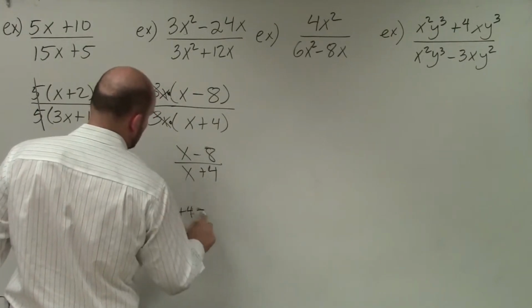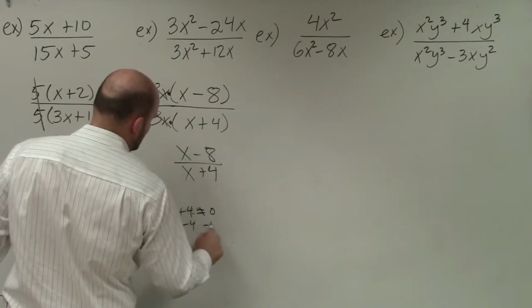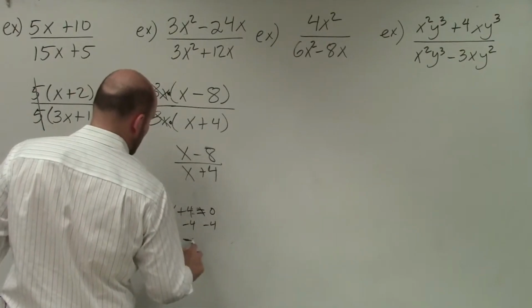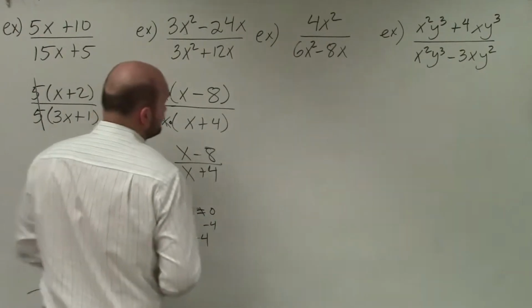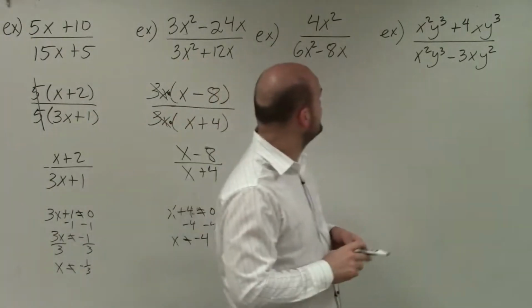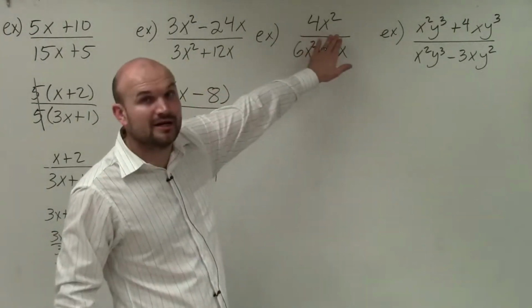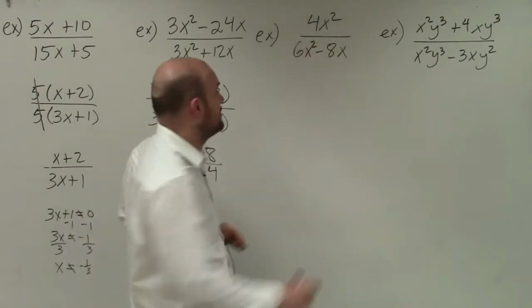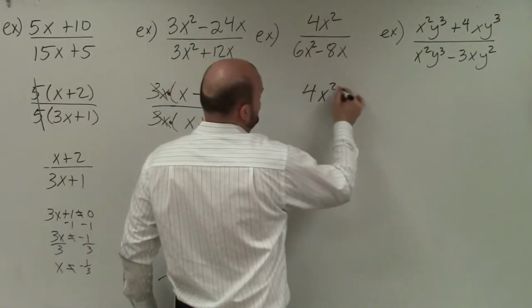x plus 4 cannot equal 0. Subtract 4, x cannot equal negative 4. All right, so now we go into this example where we look at the numerator. I only have one expression. I can't factor anything out with that, so I'm going to leave that as a 4x squared.